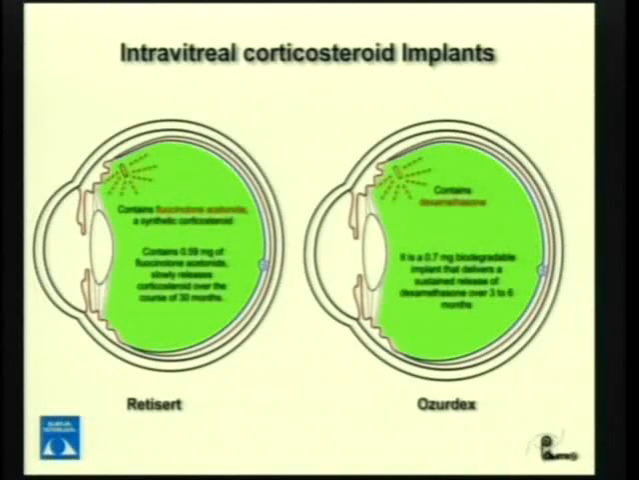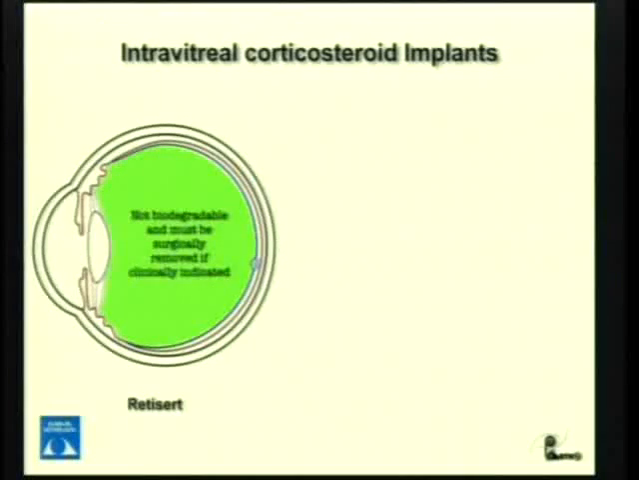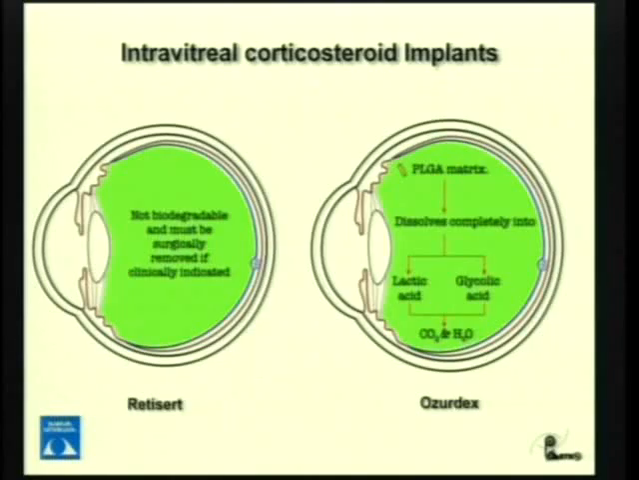The differentiating features between the fluocinolone acetonide implant and the Ozurdex implant are the drug and, most importantly, biodegradability. Suppose after Retisert application the pressure becomes very high. Sometimes, when clinically indicated, it must be surgically removed, as it's not biodegradable. But the Ozurdex implant is biodegradable. It has a PLGA matrix which dissolves completely into lactic acid and glycolic acid, and ultimately dissociates into carbon dioxide and water, which can be easily eliminated by the ocular tissue.